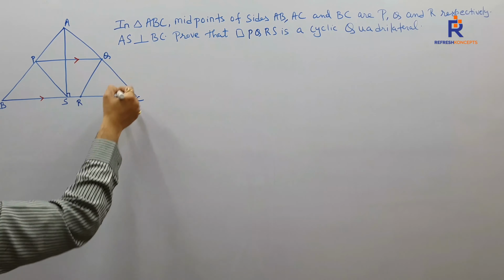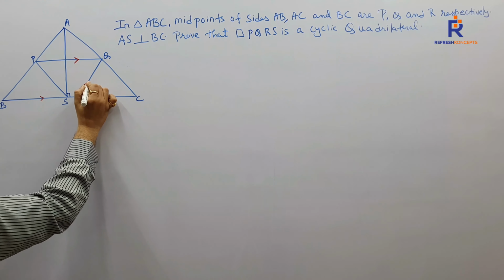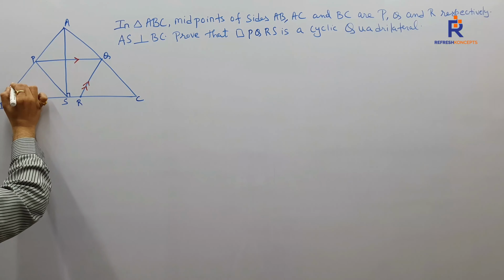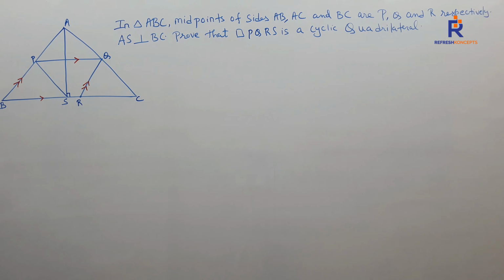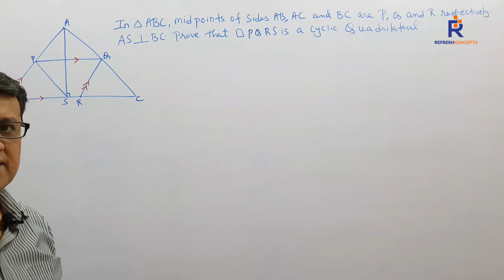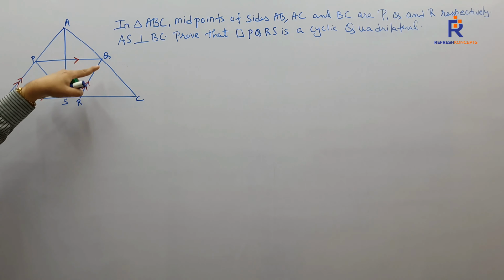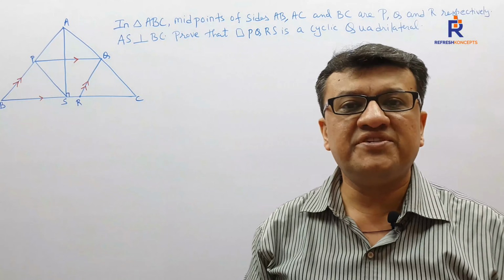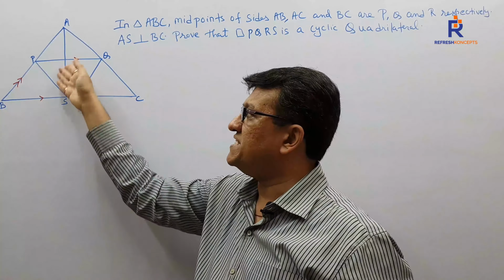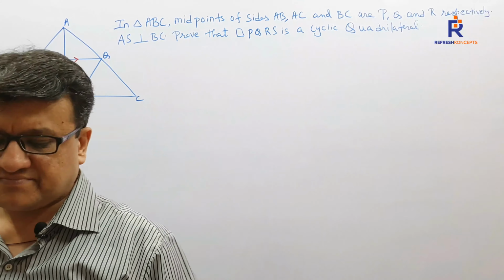Likewise, Q is a midpoint of AC, R is a midpoint of BC. On the same lines, can I say QR parallel to AB? Can I say QR parallel to PB? I can. So what is quadrilateral PQRB? PQRB, it's a parallelogram. Why? Both pairs of opposite sides are parallel. We have proved both pairs of opposite sides parallel. So it's a parallelogram.